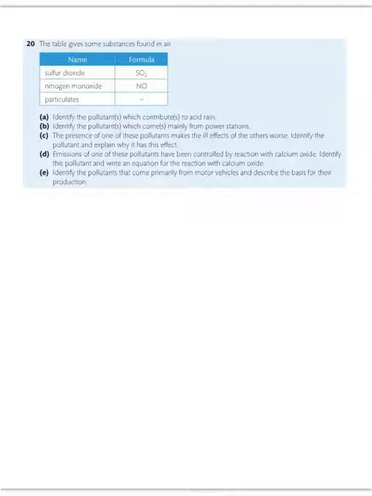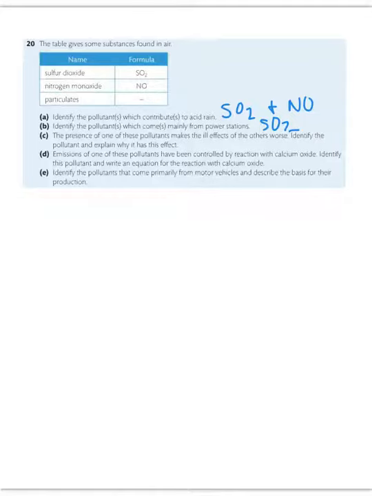Question number 20 is also multi-part. Question 20 asks, identify the pollutant which contributes to acid rain. It's mostly the SO2, but it certainly can be NO as well. So SO2 is the big one, and NO also can contribute to it because you can make H2SO4 and HNO3 both. Identify the pollutant which comes mainly from power stations. That would be the SO2.